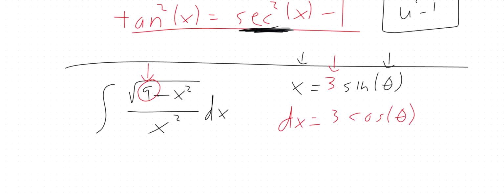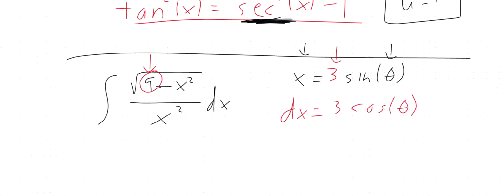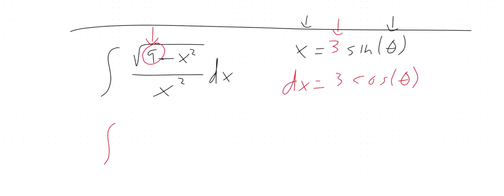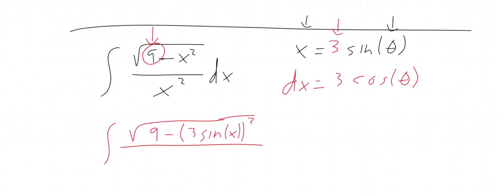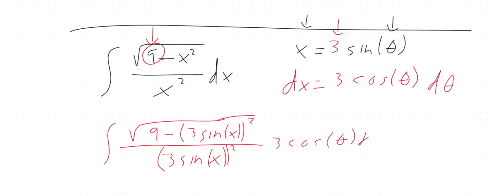So let's do some substitution now. So we have our integral, square root of 9 minus, divided by 3 sine of theta all squared. And then our dx is 3 cosine of theta d theta. Oops, there should be a d theta at the end of that. So remember, you always need a d something inside your integral.